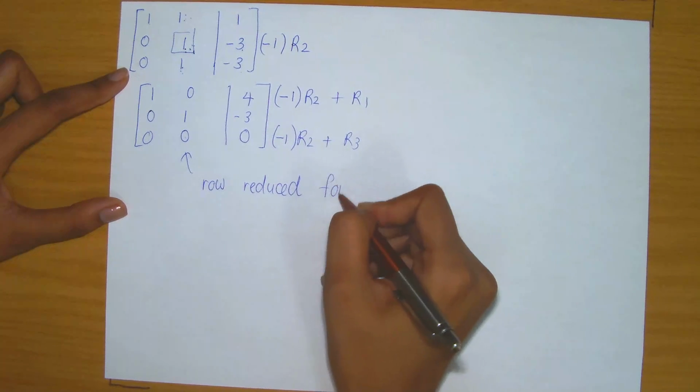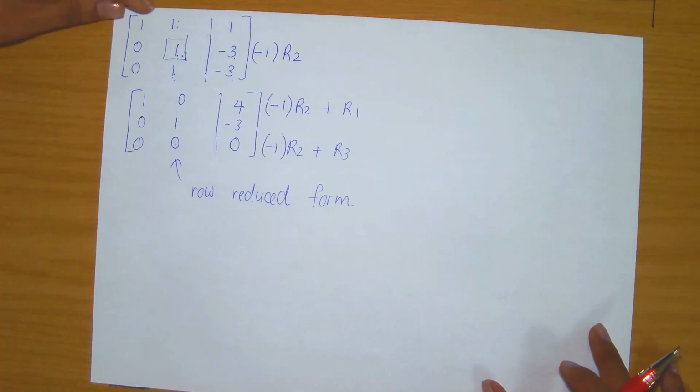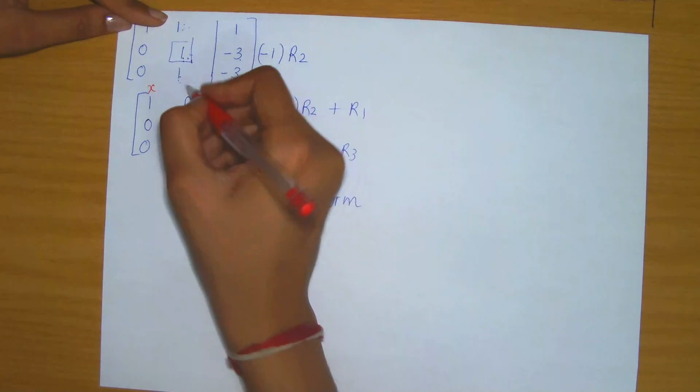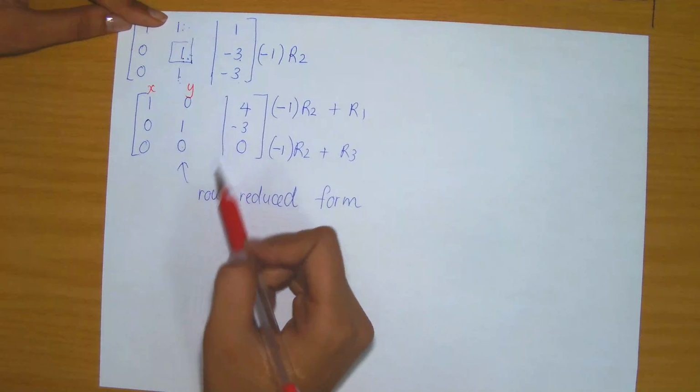Right, so we now stop. And the procedure is to now read off your solution. Remember this column represents the variables x, this column represents y, and that's your constant. The straight line represents equality.